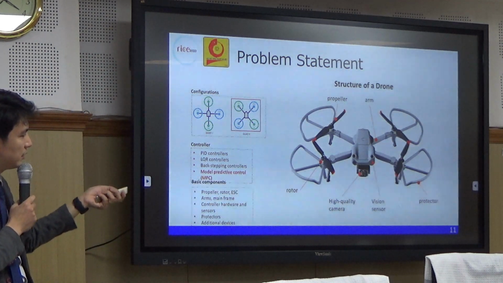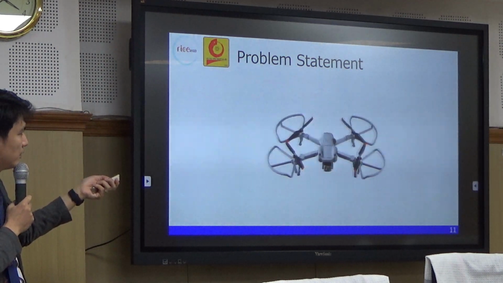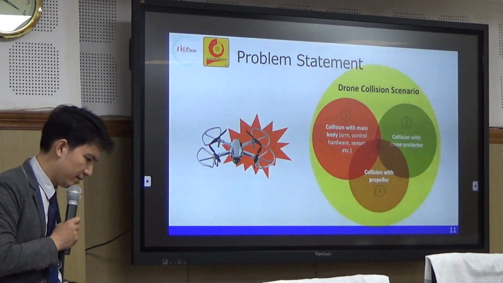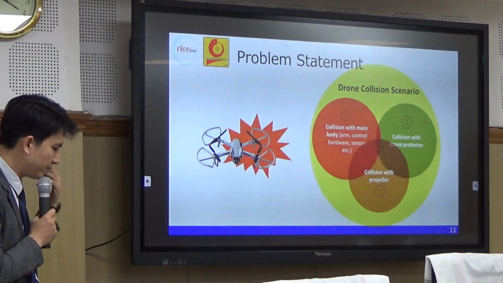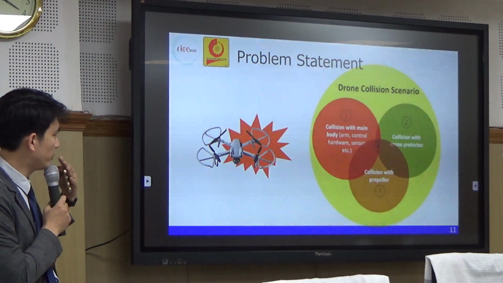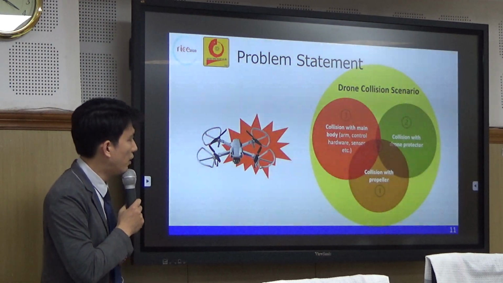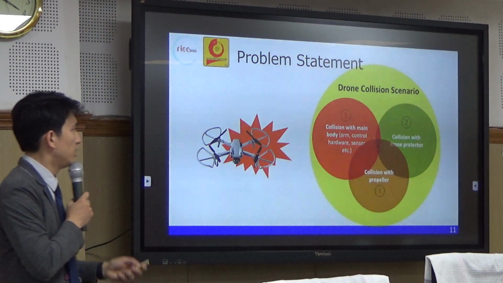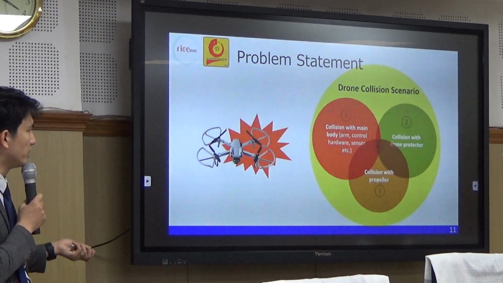So when a collision is happening, there are three main scenarios that can happen. The obstacle can collide with the drone body, it can collide with the drone propeller, or it can collide with the drone protector.